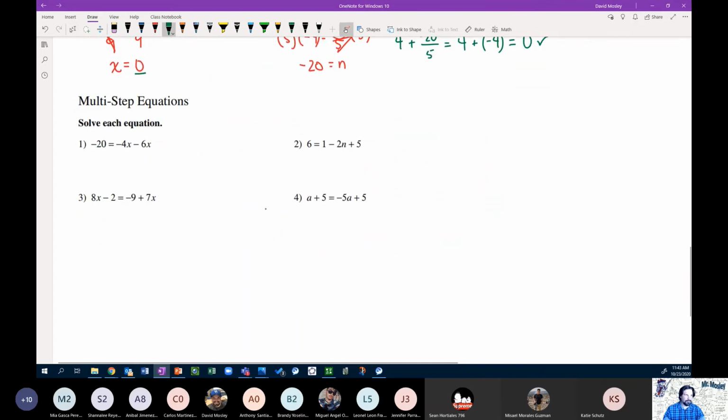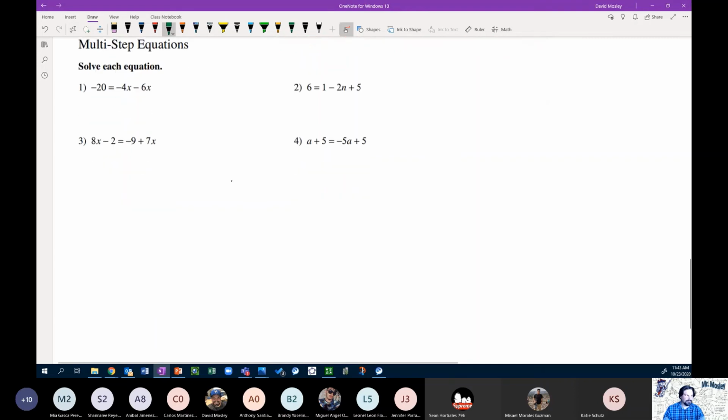All right. So now, multi-step equations. These are a little bit more interesting. In math, we like to say things are more interesting when they get more difficult.